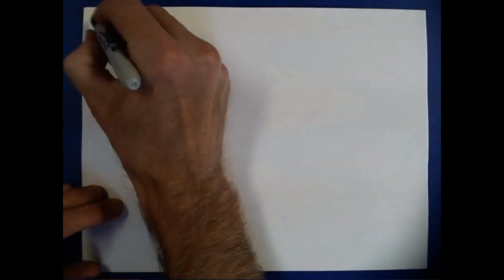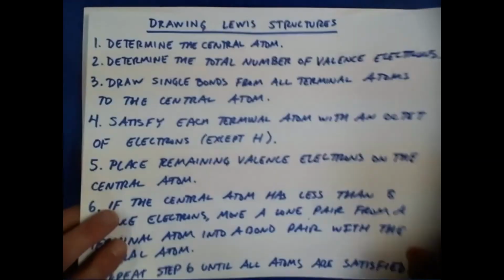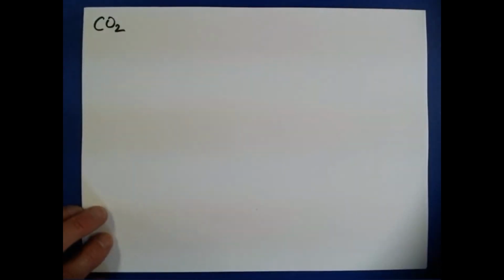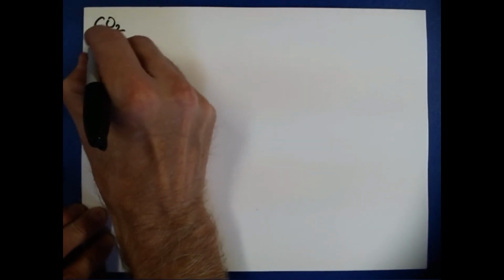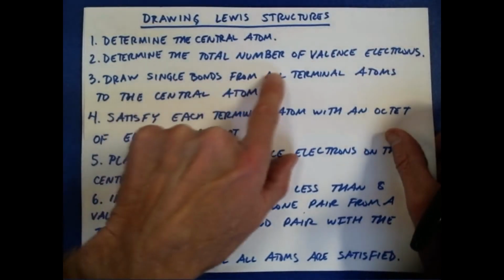We're going to do it for carbon dioxide, CO2. All right, first thing we have to do is find the central atom. And that central atom is almost always listed first, of course, unless it's a hydrogen atom. A hydrogen atom is never the central atom. Now we need to determine the total number of valence electrons in carbon dioxide.